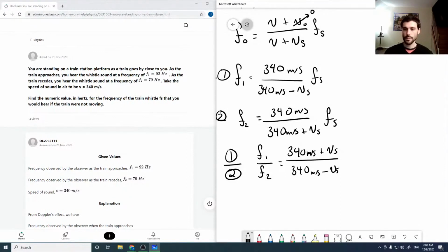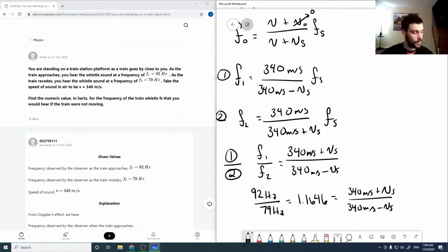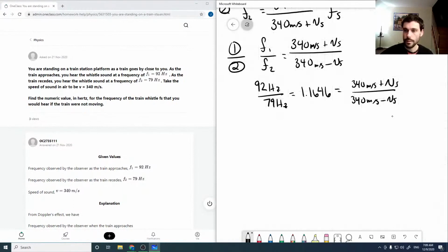And our frequencies, we can use our frequencies given, so that will be 92 over 79, which equals 1.1646, and so that equals 340 plus Vs over 340 minus Vs. Rearranging this expression and solving for Vs, so we would have 340 plus Vs is equal to, so multiplying this to the other side, 395.9494 minus 1.1646 Vs.